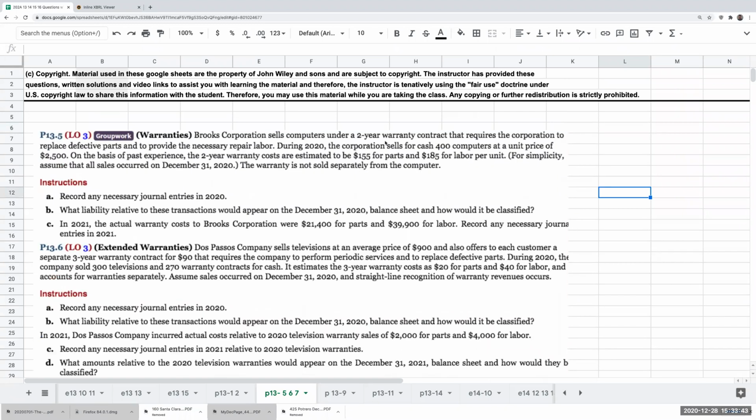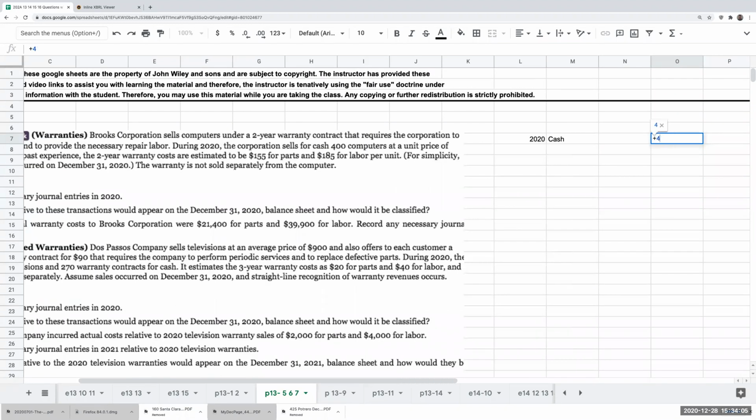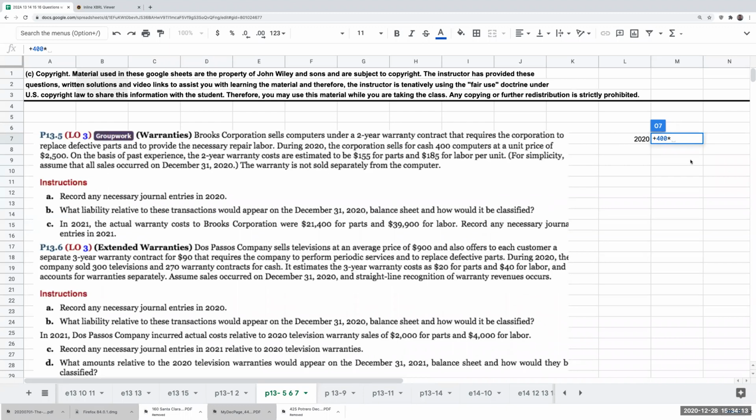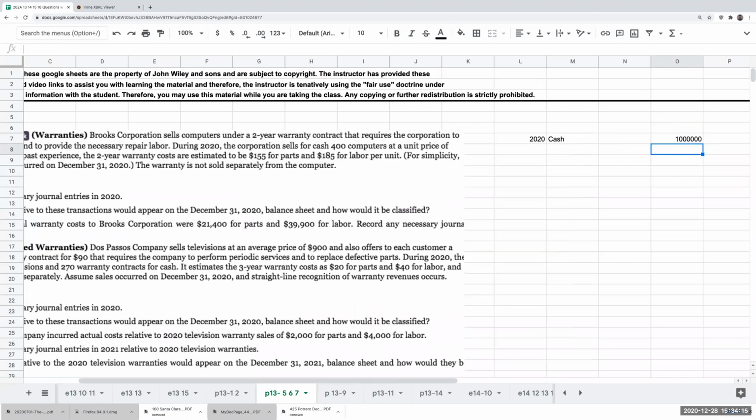So Brooks Corporation sells computers under a 2-year warranty contract that requires the corporation to replace defective parts and to provide the necessary repair labor. During 2020, the corporation sells for cash 400 computers at a unit price of $2,500. Okay, and then record sales, same amount.